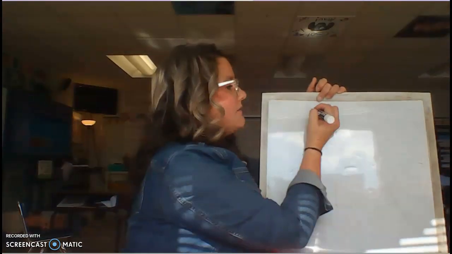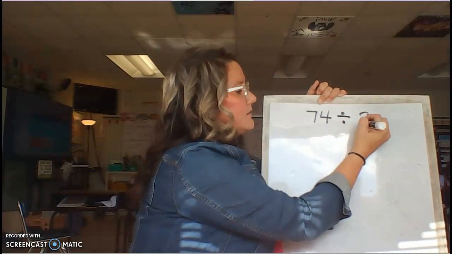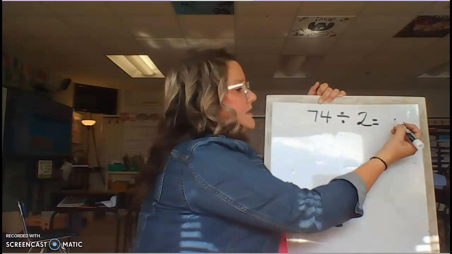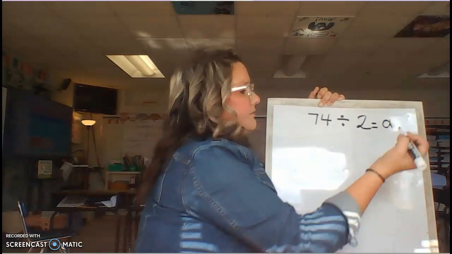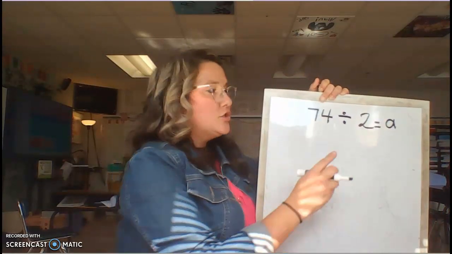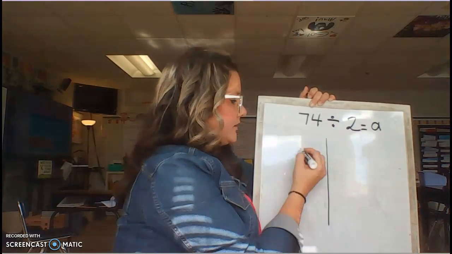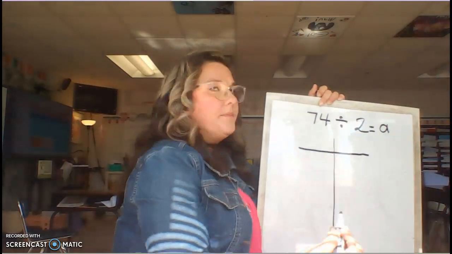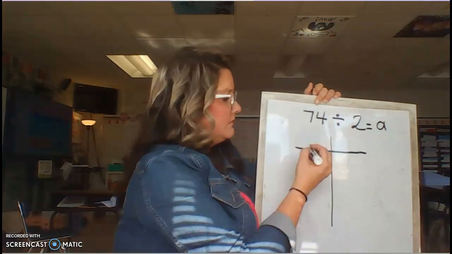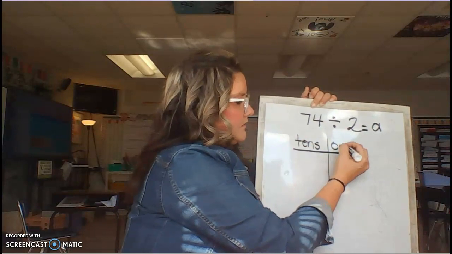Okay, we're going to solve 74 divided by 2. And this time I'm going to put an A for apples. How about that? We have 74 apples. We're dividing them into 2 groups. I want to know how many apples there are. So I'm going to draw my place value chart. I'm going to label my tens and ones.